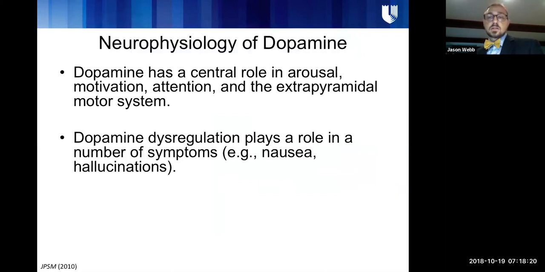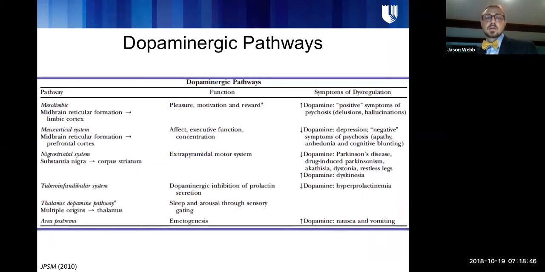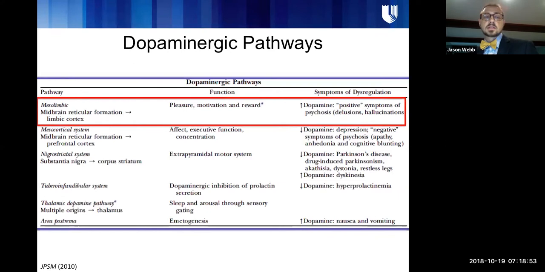And again, dysregulation of dopamine can lead to certain medical problems, but from a palliative care standpoint can lead to particular symptoms. So in patients who receive chemotherapy, for example, elevated central nervous system amounts of dopamine can cause nausea and vomiting. And in delirium, this can lead to hallucinations. Dopamine antagonist medications, those that block dopamine receptors, can help to palliate symptoms of delirium and other symptoms such as nausea. In particular, if we think about the pathways, a lot of this has to do with elevated levels of dopamine, primarily in the midbrain and in the limbic cortex.